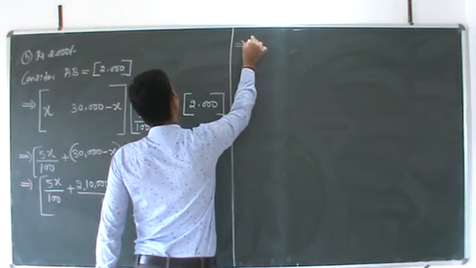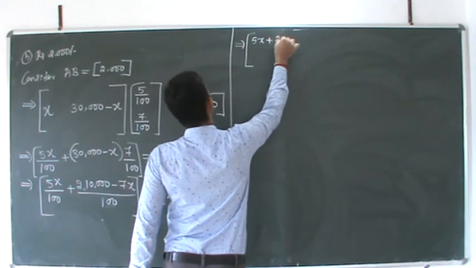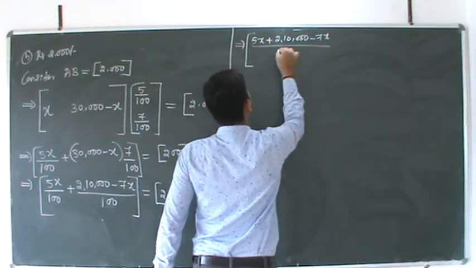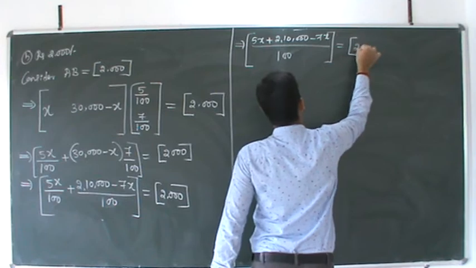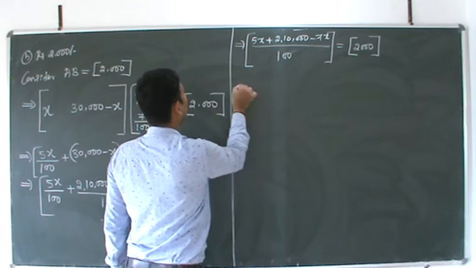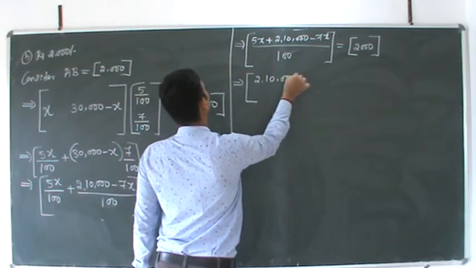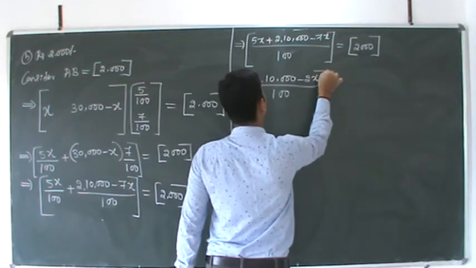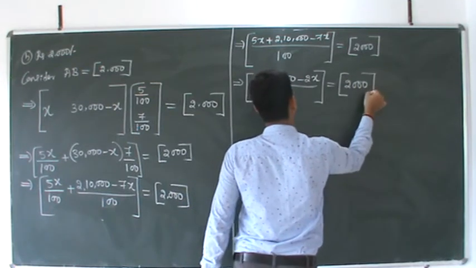Which implies 5x plus 2,10,000 minus 7x all divided by 100, which is nothing but the value 2000, correct? Which implies 2,10,000 minus 2x all divided by 100, which is nothing but the value 2000.